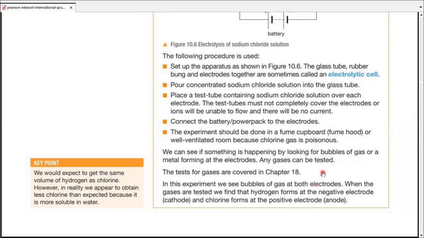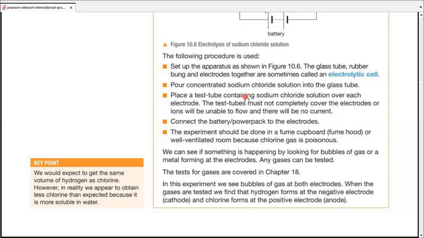Now, if we see any bubbles or gas or a metal forming or getting deposited at the electrodes, the gases can be tested. That part is covered in chapter 18. Now, in this specific experiment, we see bubbles of gases at both electrodes. When the gases are tested, we find that hydrogen forms at the negative electrode and chlorine forms at the positive electrode, respectively cathode and anode.